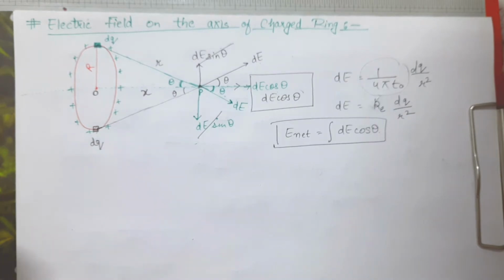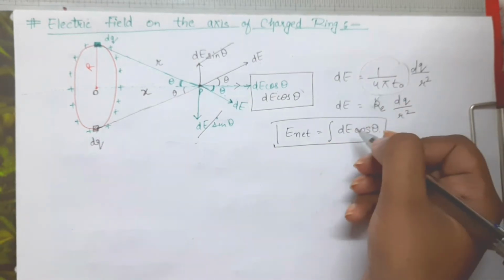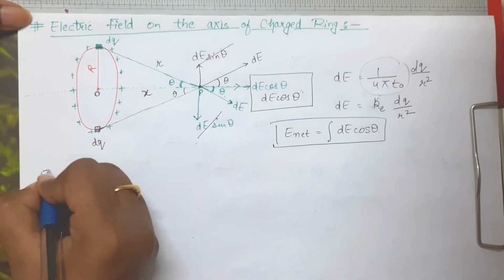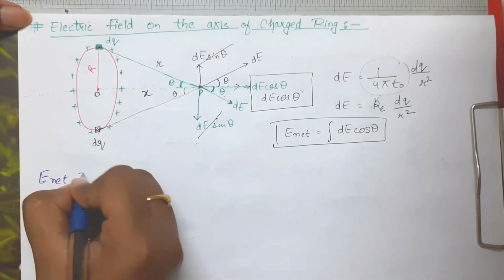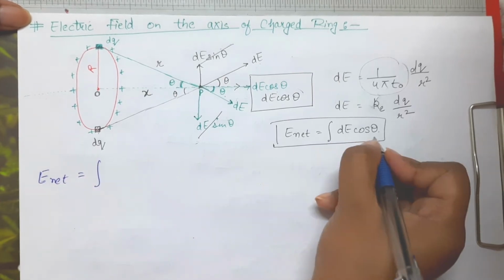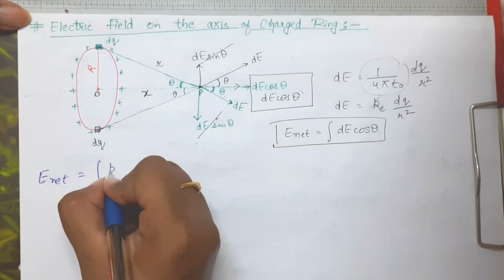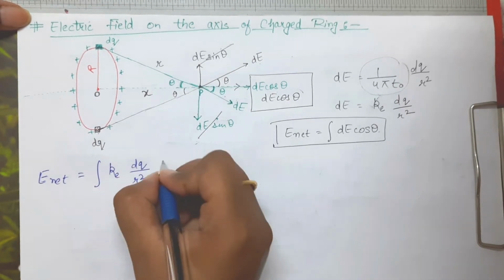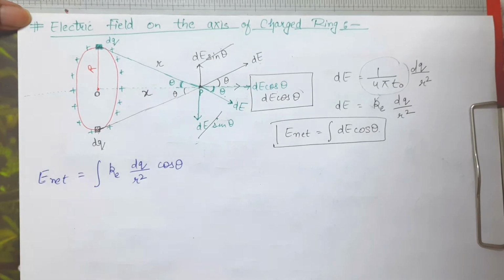Now we need to put the value of dE from here to here. So what we are going to get is E net equals integration of dE cos theta. dE is KE dq by r square into cos theta.